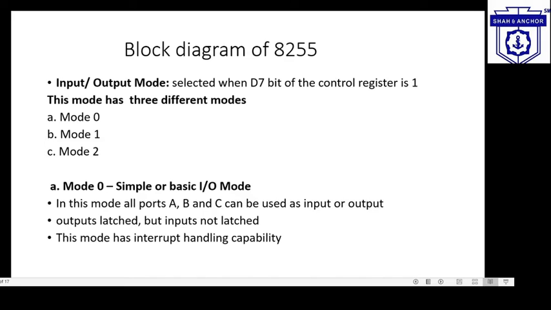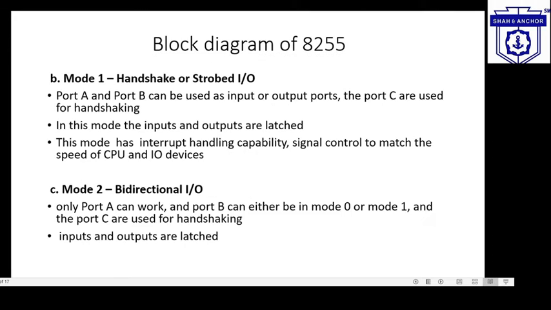This mode has interrupt handling capability, meaning it handles the interrupts during the mode 0 of input output mode of 8255. When you go for mode 1, it is a handshake or strobe input output mode. In this mode, port A and port B we can use as input ports or output ports, and port C is used for handshaking signal.